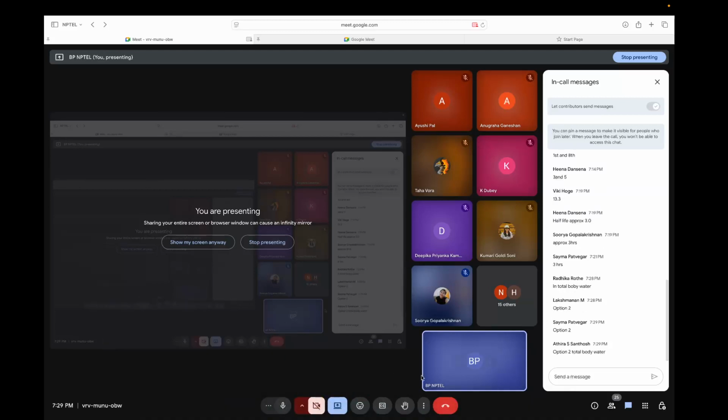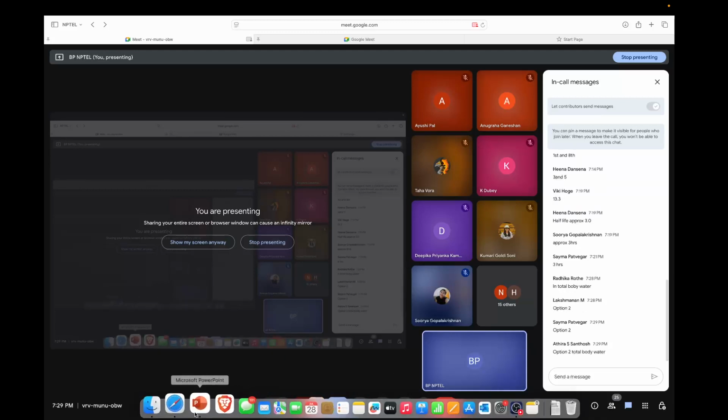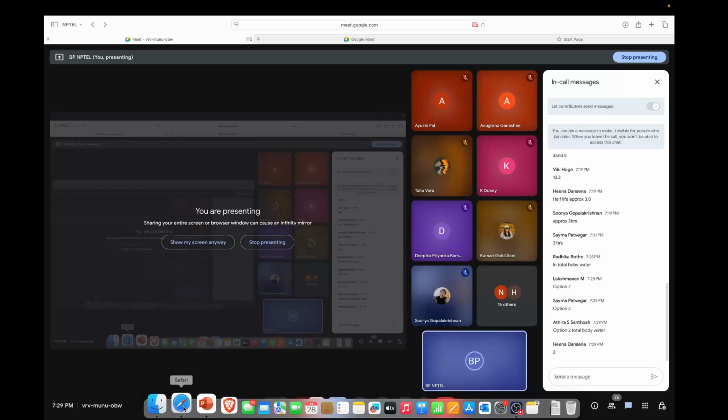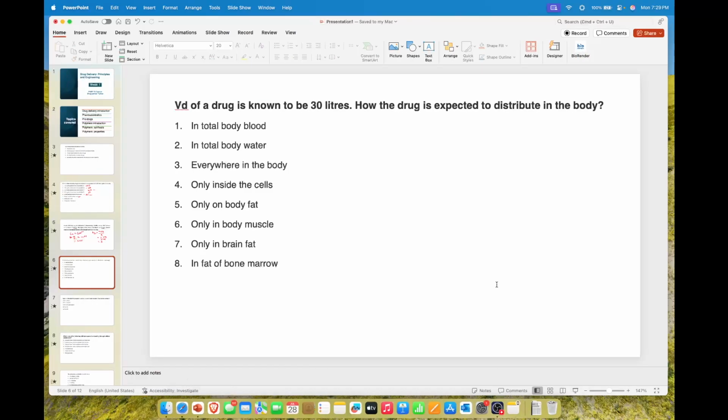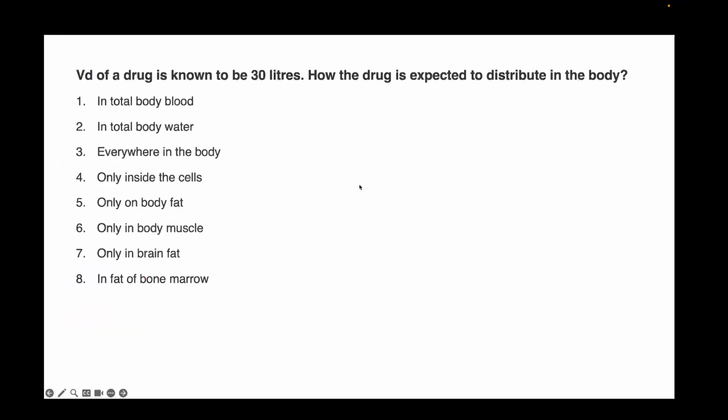Okay, please guys try to unmute. If not, then try to put in the messages, because I'm not getting notification and I don't know if you guys have already answered. Anybody else wants to answer? The volume of distribution of a drug is known to be 30 liters. How is the drug expected to distribute in the body? In total body blood, in total body water, everywhere in the body, only inside the cells, only on body fat, only in body muscle, only in brain fat, in fat of bone marrow.